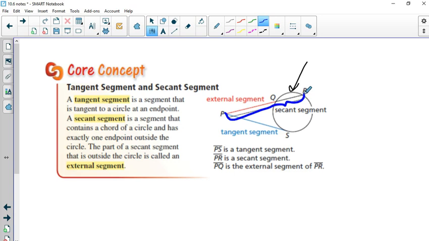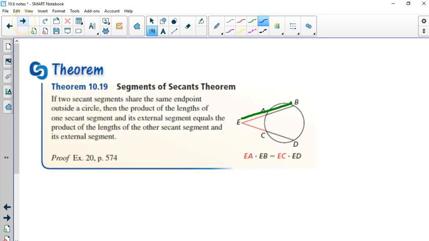And then the outside part is called the external. My mistake. So for red times green, we have the outside piece times the entire. And then EC in red times ED. Whoops, this should have been green. Keep with our color coding. Okay. So if it helps you to think about it, EA is the external times the entire thing. And EC is the external times the entire thing.